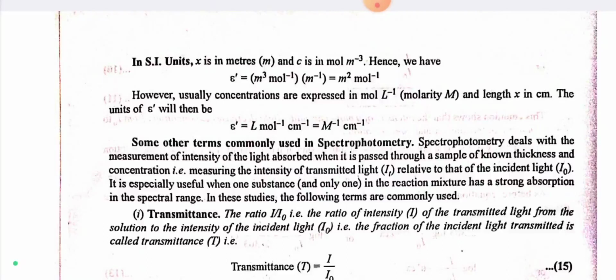Some other terms commonly used in spectrophotometry. Spectrophotometry deals with the measurement of intensity of the light absorbed when it is passed through a sample of known thickness and concentration, that is measuring the intensity of transmitted light I_T relative to that of the incident light I naught. It is especially useful when one substance, or only one in the reaction mixture, has a strong absorption in the spectral range. In these studies, the following terms are commonly used.